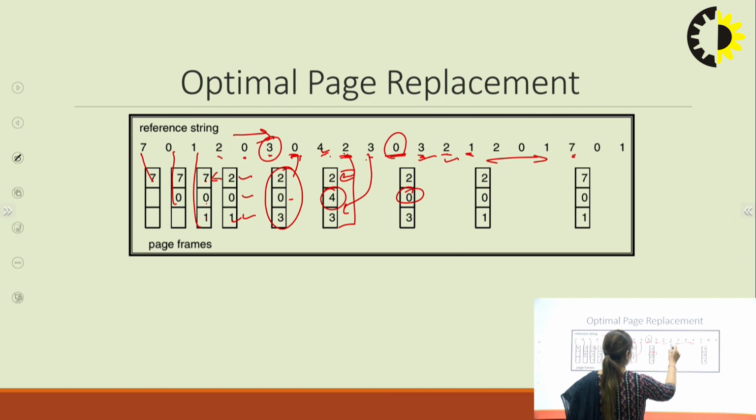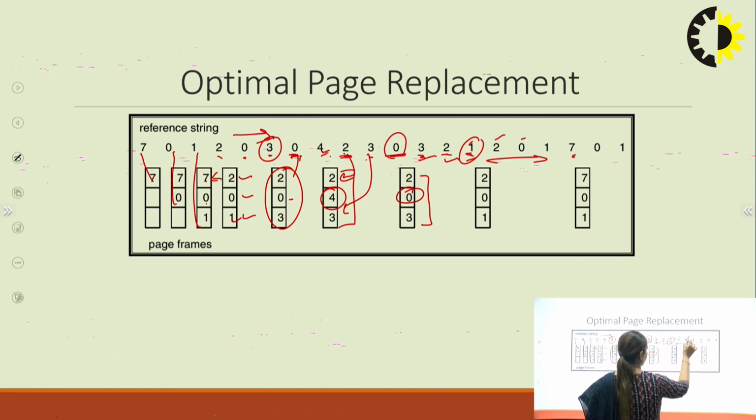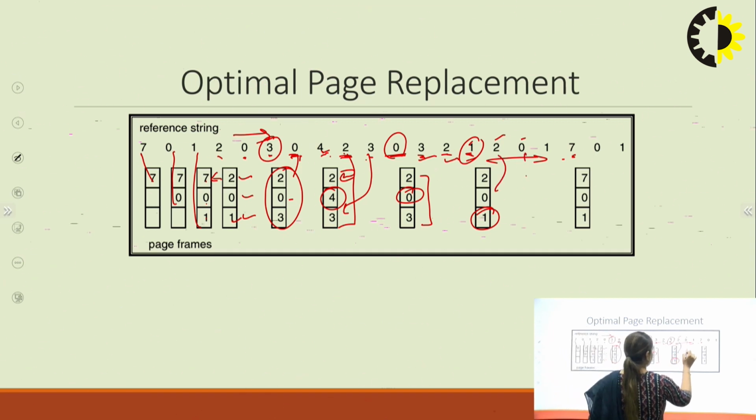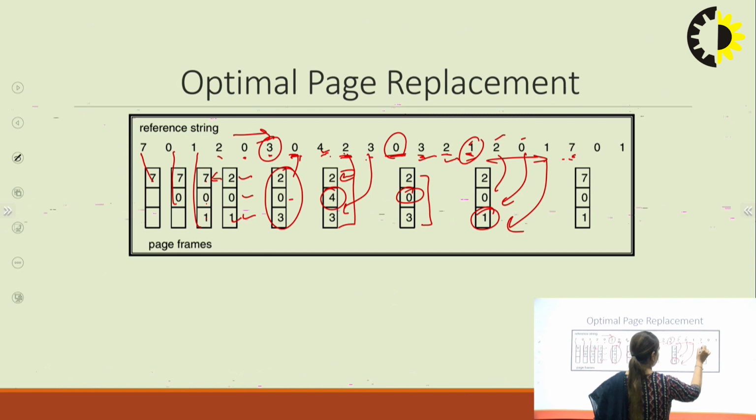3 is there, 2 is there, 1. Now 1 has to be inserted. Out of 2, 0, 3, which is farthest, 2 is here, 0 is here, 3 is not there, so we will replace 3. Right? 2 is here, 0 is here, 1 is here, 7 is to be inserted.